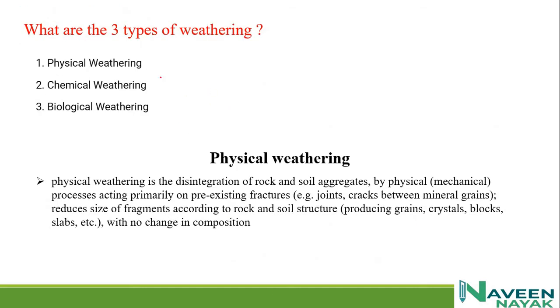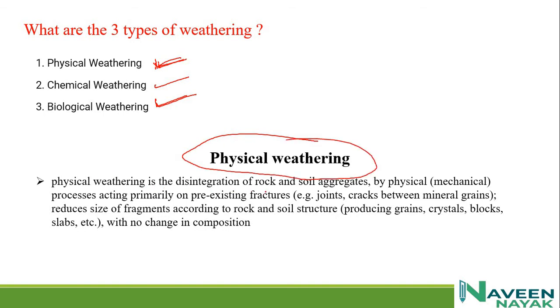Types of weathering. There are three types. First one is physical weathering, second one is chemical weathering, and third one is biological weathering. Let's see what is physical weathering, then chemical weathering, and biological weathering. Physical weathering.